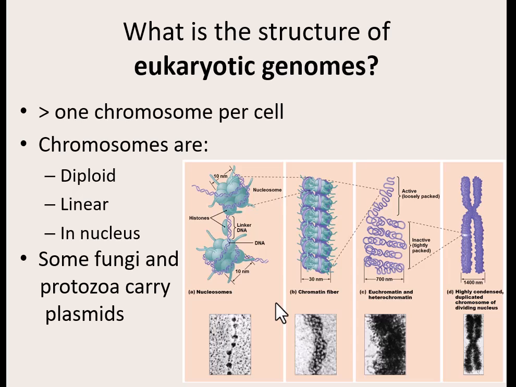Now, eukaryotic genomes, we are eukaryotes, there's generally more than one chromosome per cell. Again, we have 23 pairs of chromosomes, or 46 total. The chromosomes are diploid, which means they are always paired up. They're linear. If I had to draw chromosomes, you're generally just going to draw a big old X. They're linear, they're not circular. And eukaryotic cells have a nucleus, and that's where you're going to find the DNA.